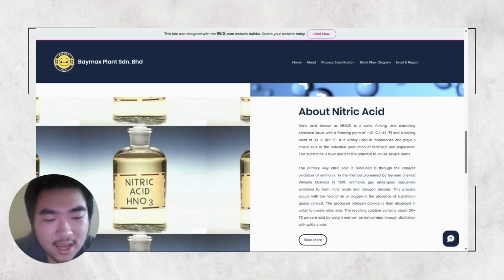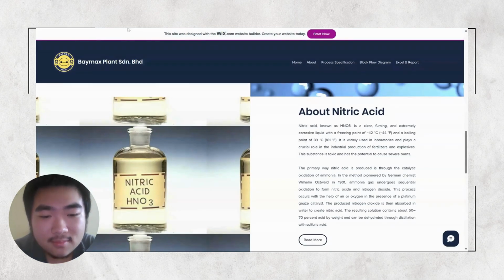The primary way nitric acid is produced is through the catalytic oxidation of ammonia, in the method pioneered by German chemist Wilhelm Ostwald in 1901. Ammonia gas undergoes sequential oxidation to form nitric oxide and nitrogen dioxide. This process occurs with the help of air or oxygen in the presence of platinum gauze catalyst. The produced nitrogen dioxide is then absorbed in water to create nitric acid. The resulting solution contains about 50 to 70% of acid by weight and can be dehydrated through distillation with sulfuric acid.